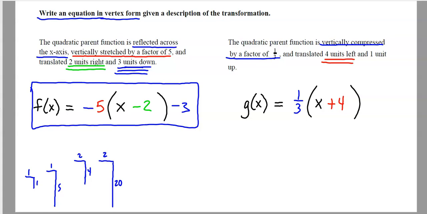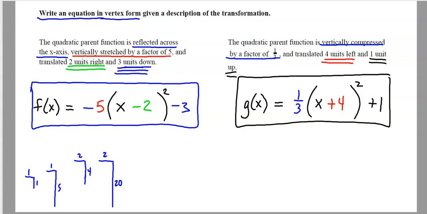And then we need to go, and I just noticed that I totally forgot my power on this last one. Got to put my power in there, otherwise we just have a line. And 1 unit up. So the 1 unit up is going to be the plus 1 at the back. So make sure you don't forget that little squared symbol like I did.